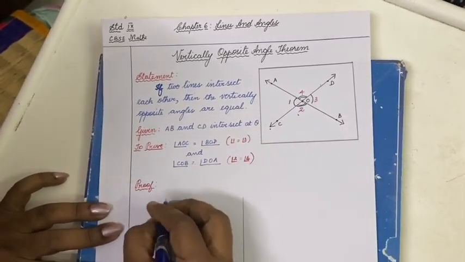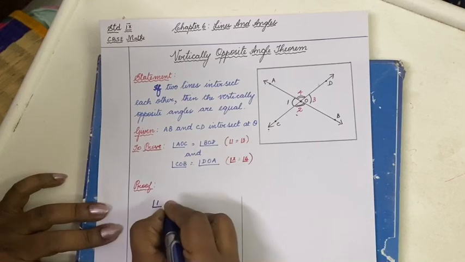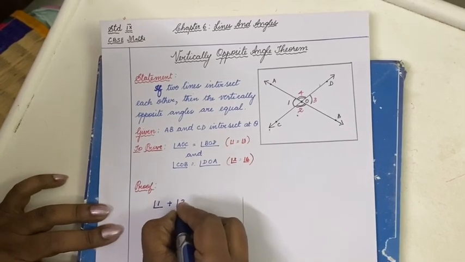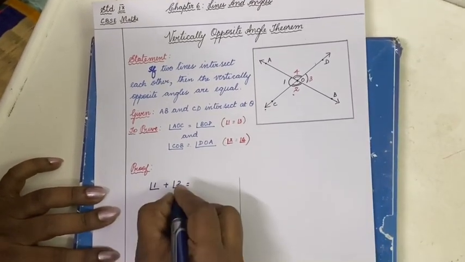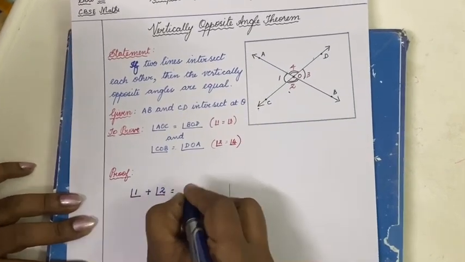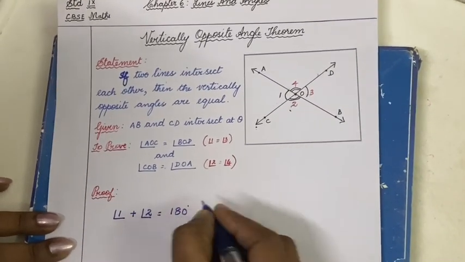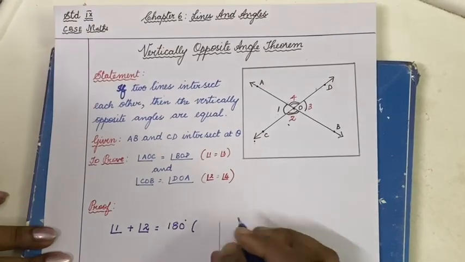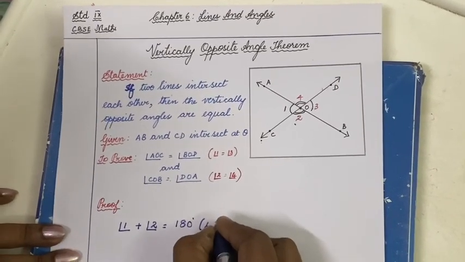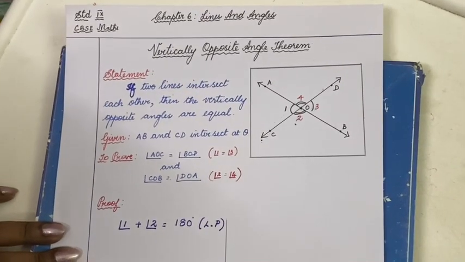So what I am going to write as the first step is angle 1 plus angle 2 is equal to, so for a linear pair, what is the condition? Angle 1 plus angle 2 is equal to 180 degrees. We should always write the condition, but you can write it even as a short form. So LP stands for linear pair.